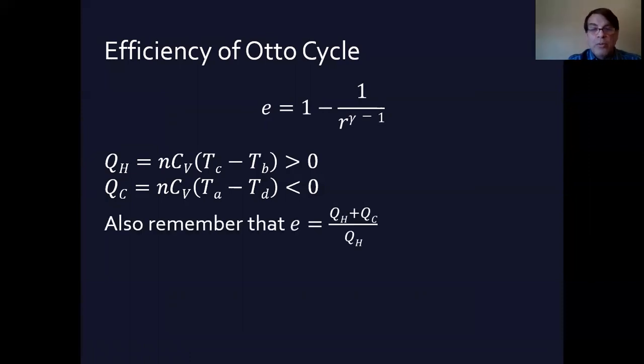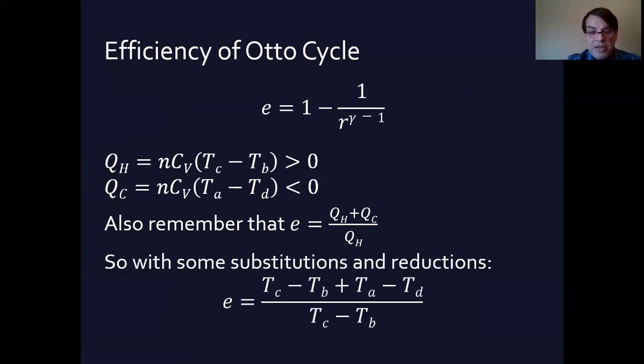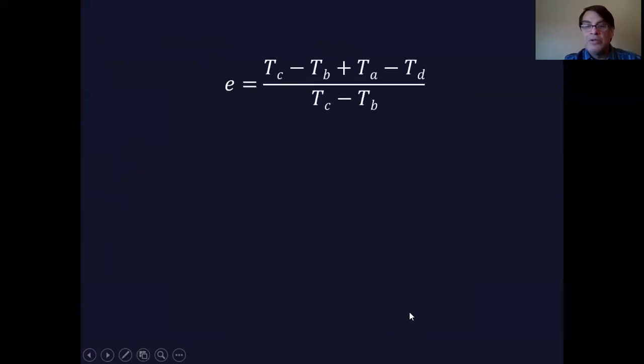Now we remember from previous sections that the overall efficiency equals QH plus QC, which is negative, divided by QH. So we can plug and play, right? We plug this in for QH, plug this in for QC, plug this in for QH. You'll notice that the n C_V's all cancel, and so we end up with this. All right, so let's go from there.